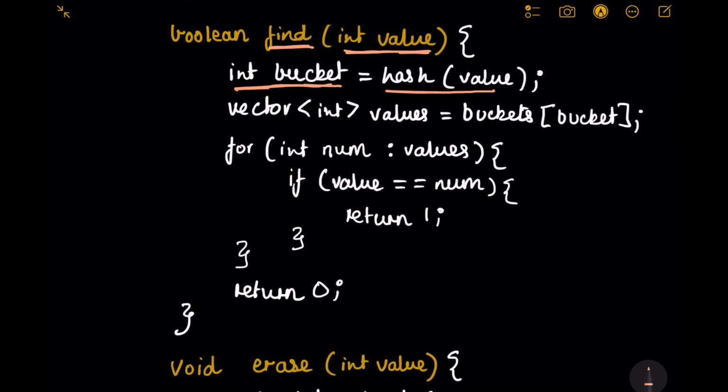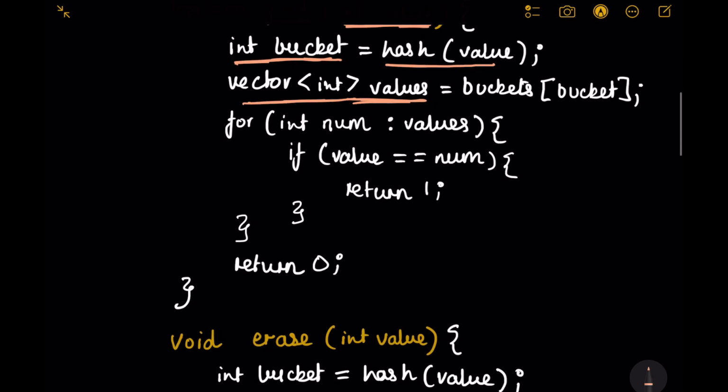Now we extract the array being pointed to by this bucket. If this value is present, it is going to be present in the array pointed to by this particular index. So we take the array, or the vector, being pointed to by that index, and we just do a linear search on that array. We traverse every element in the array and check whether there is any element equal to the value that we are trying to find. If we find such an element, we return 1, which is the same as returning true.